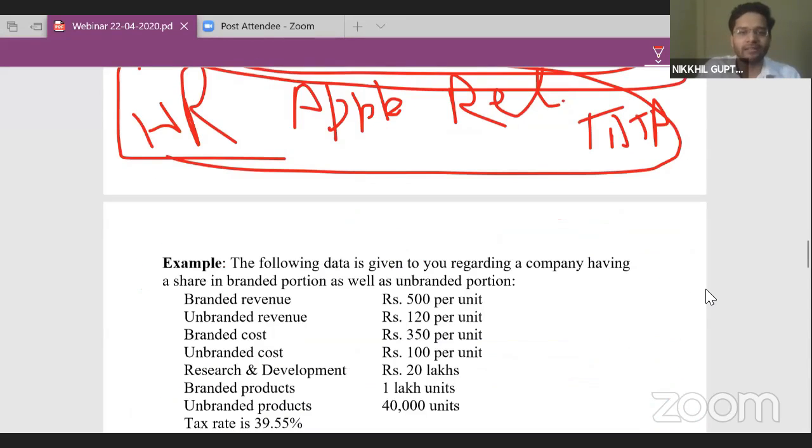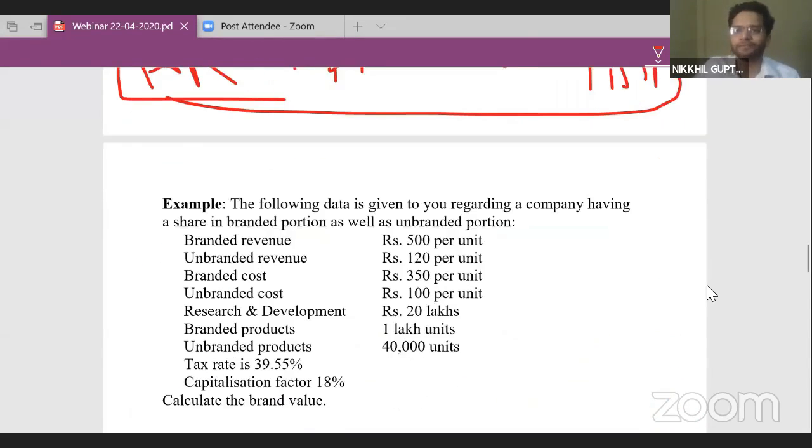A simple example which we can take. Just look at the example which is given on the screen. This example will help you out in calculating the brand value. The following data is given to you regarding a company having a share in branded portion as well as unbranded portion.